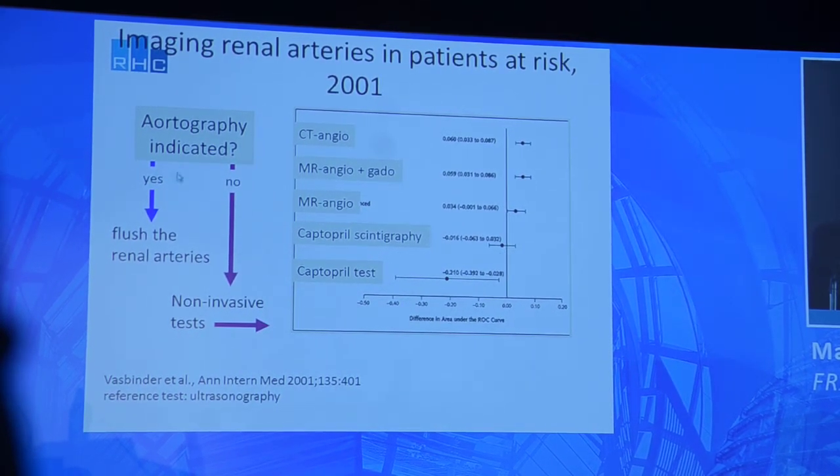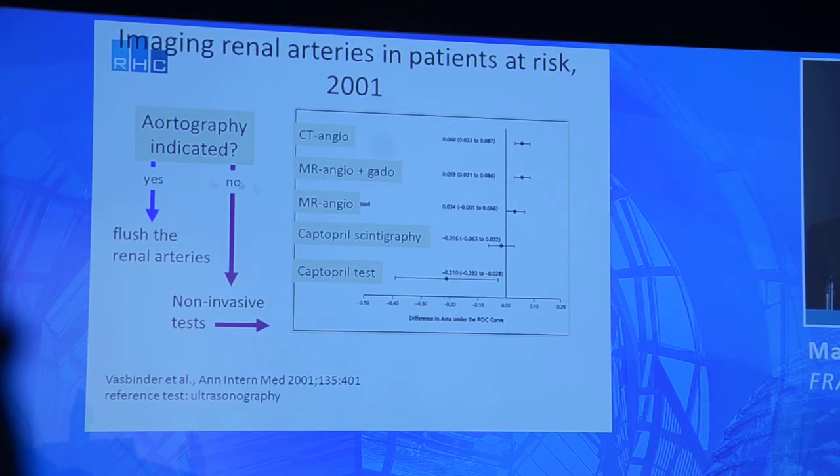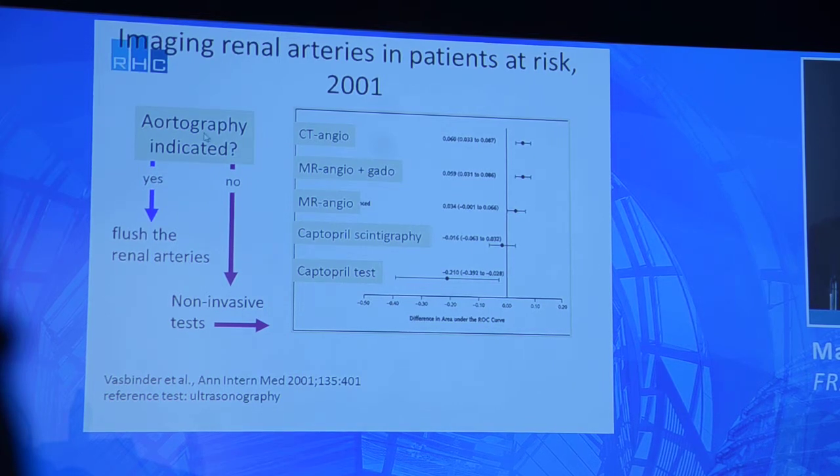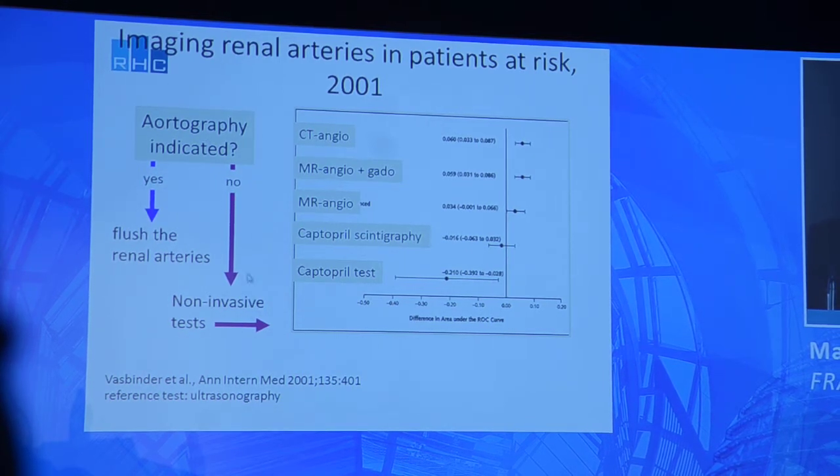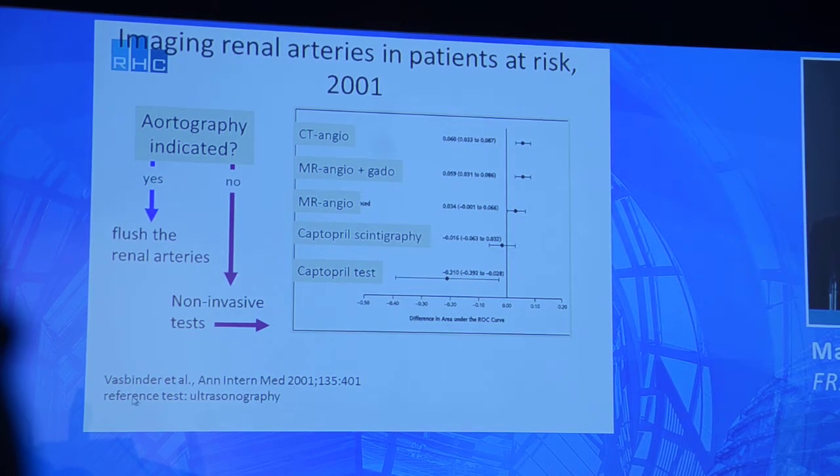Obviously, if there is an indication for intra-arterial catheterization, whether it's coronary artery or another peripheral arterial disease that you want to treat, and if there is an indication, then you would go and flush the renal arteries to see if there is a stenosis in this setting, but this is not the topic for today.